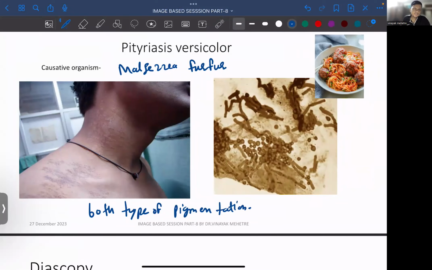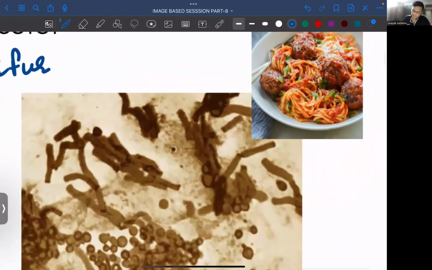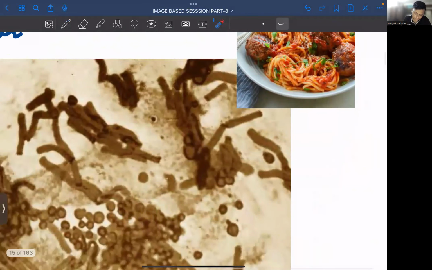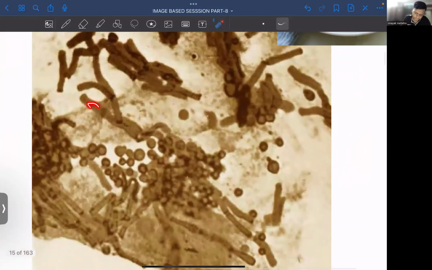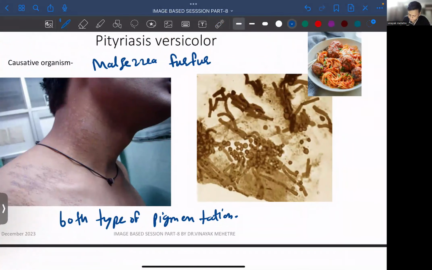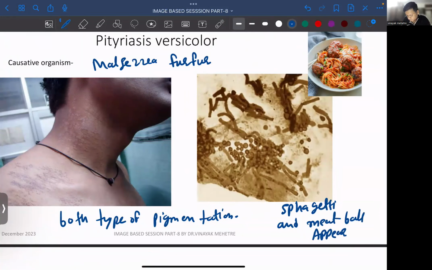On microscopy, what you will see? You take a fancy dish and eat spaghetti plus meatball with it. This is our spaghetti on microscope with meatball. This is called spaghetti and meatball appearance, correct? Spaghetti and meatball appearance, seen in KOH mount.